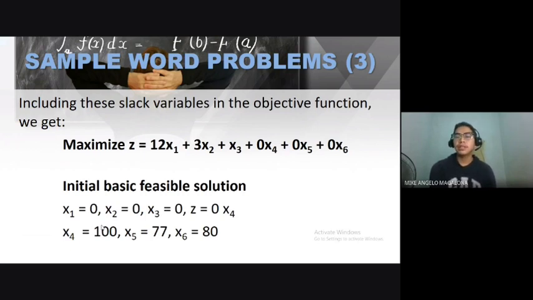They are all zeros because x sub 4, 5, and 6 are just slack variables. They are not included in our data. Next is our initial basic feasible solution. X sub 1 is equal to 0, x sub 2 and x sub 3 are also equal to 0, and Z is equal to 0. Our x sub 4 is equal to 100, x sub 5 is equal to 77, and x sub 6 is equal to 80. We just interchange our data in this initial basic feasible solution.